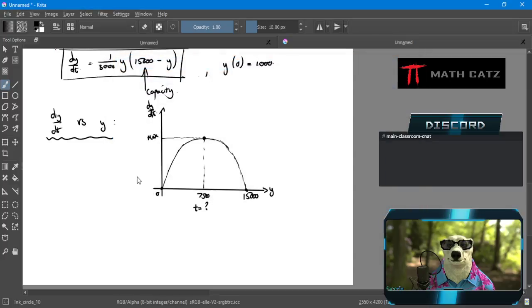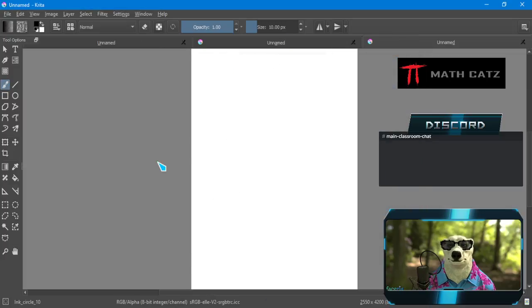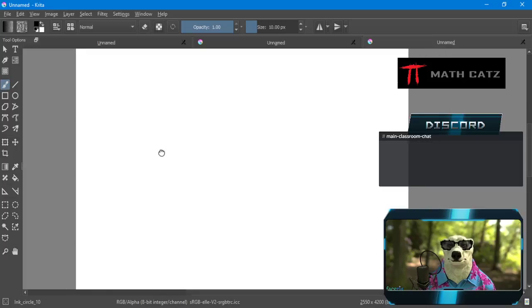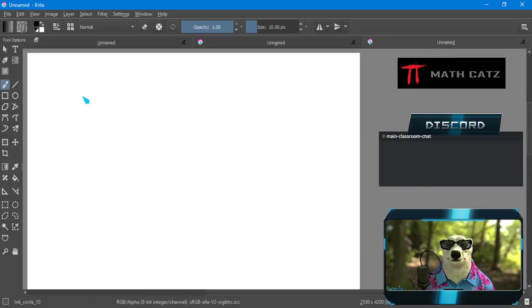This logistic equation is a little bit more involved to solve versus your basic ones. Let me write it down again so we see it here: 1 over 3,000 y times 15,000 minus y, initial condition 1,000. All right, there we go.